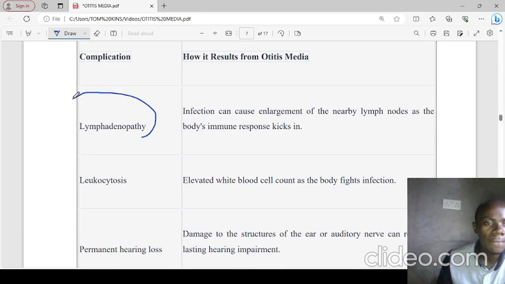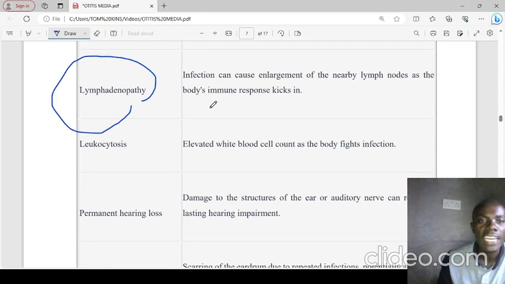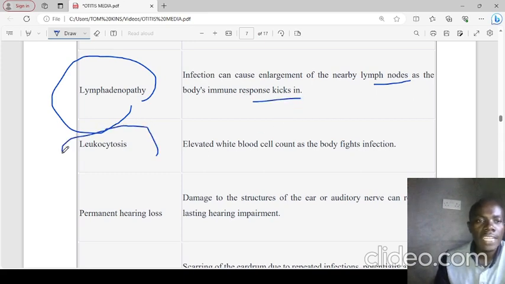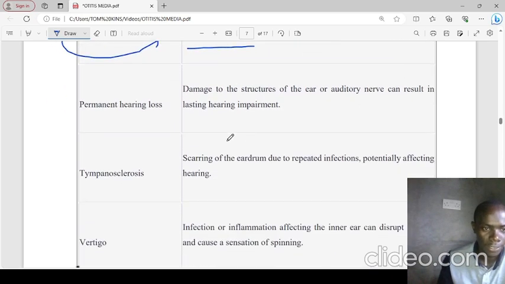We have lymphadenopathy, saying that infection can cause enlargement of the nearby lymph nodes as the body's immune system kicks in. Okay, we also have another complication, leukocytosis. We have an elevated white blood cell count as the body tries to fight the infection.